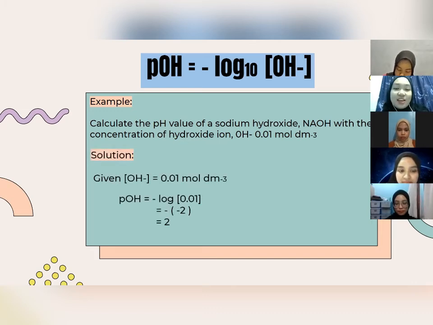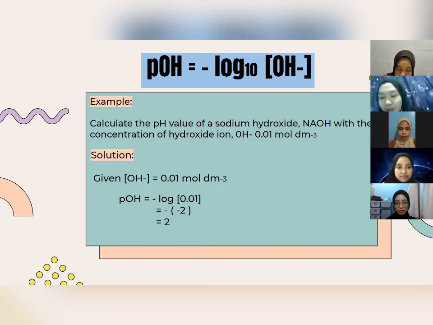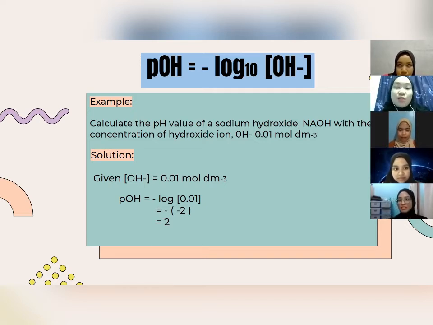All right, so here's the solution. Try first with the calculator. We have the same answer, 2. Yes. So the pOH equals 2. But the question asks for the pH. So how do we find out? Minus. Minus.